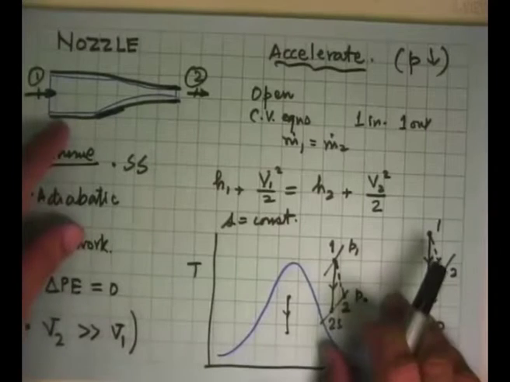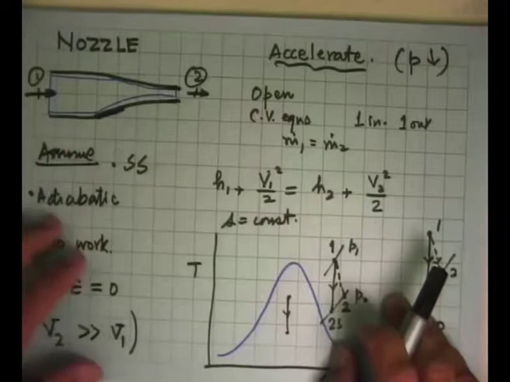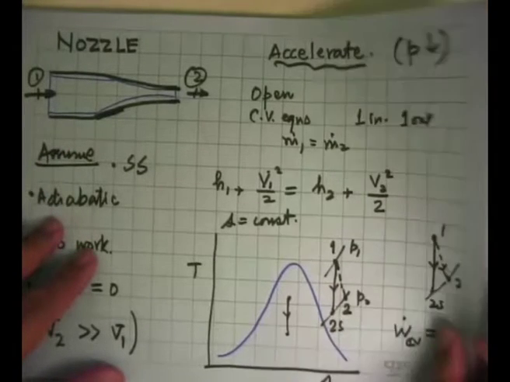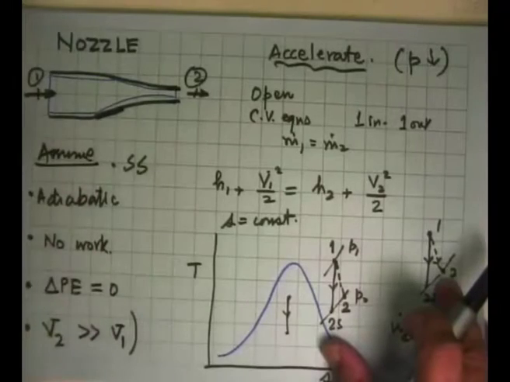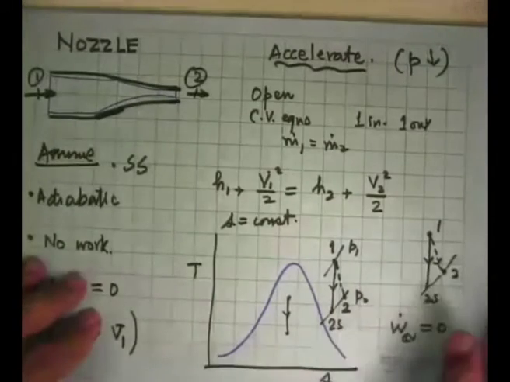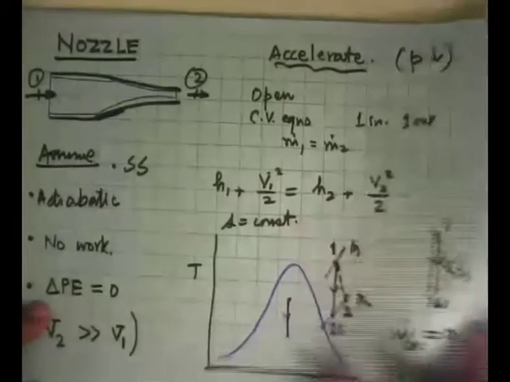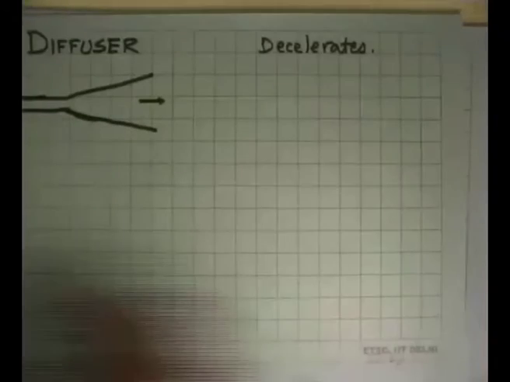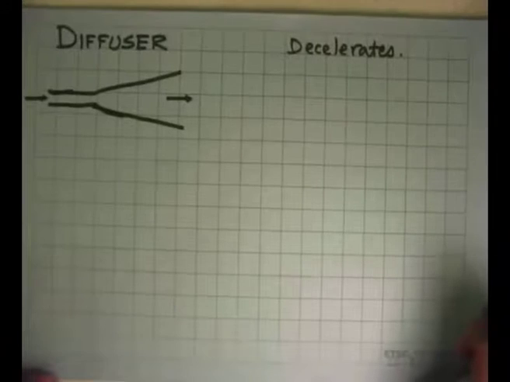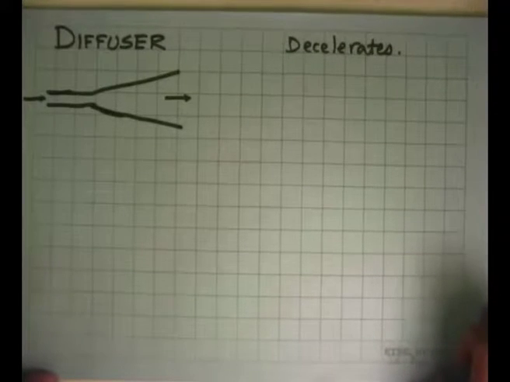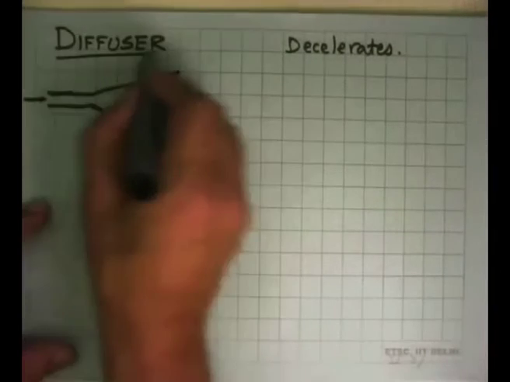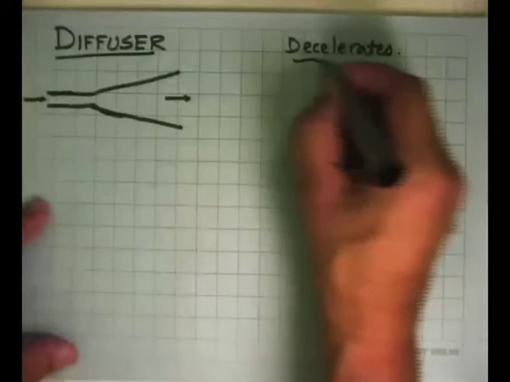So such devices are used in turbines, compressors, and many other applications where you want to accelerate the fluid and get some benefit out of that. So that's a nozzle. And the opposite of the nozzle is what is called a diffuser. So here we look at what a diffuser is now. This is a thing which decelerates the fluid.